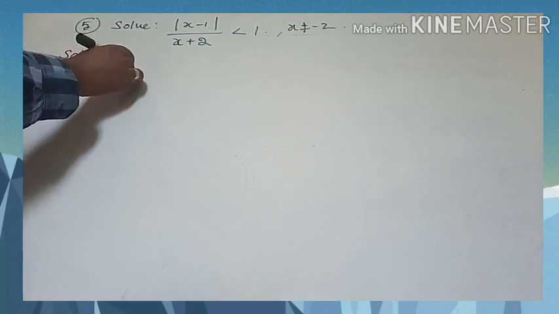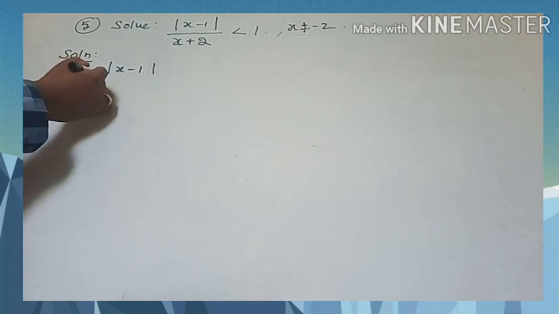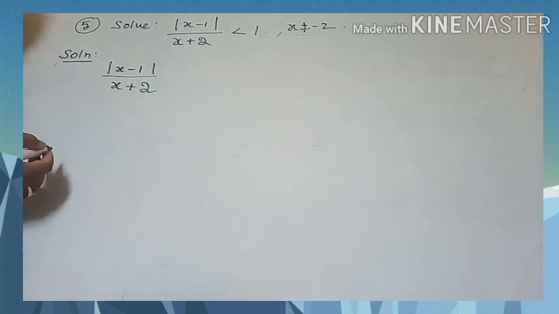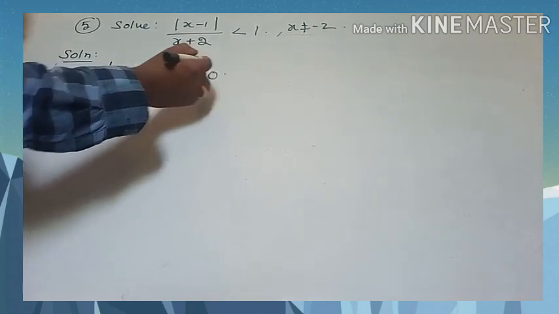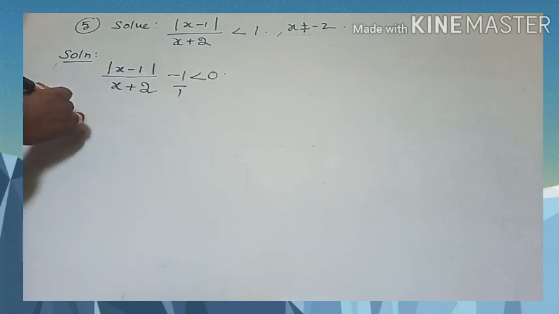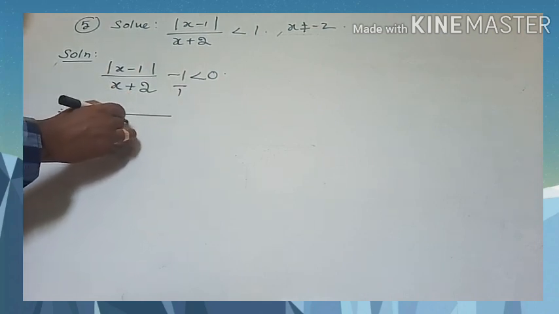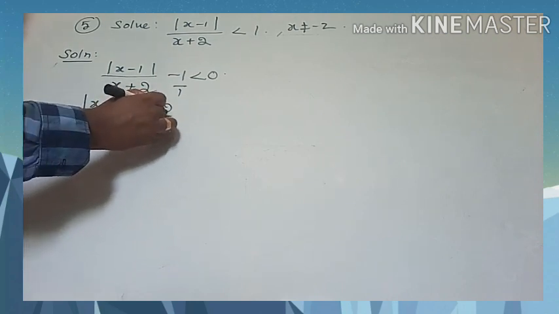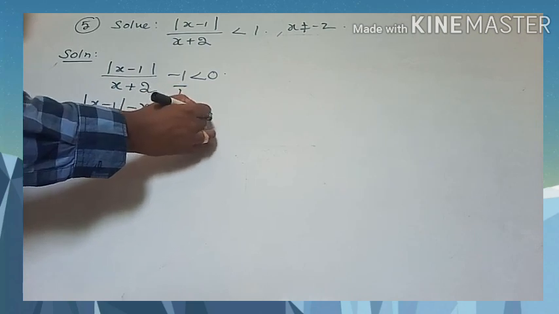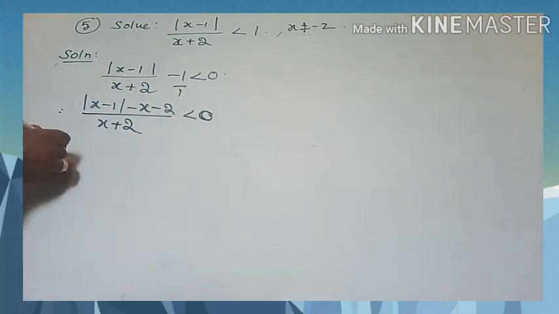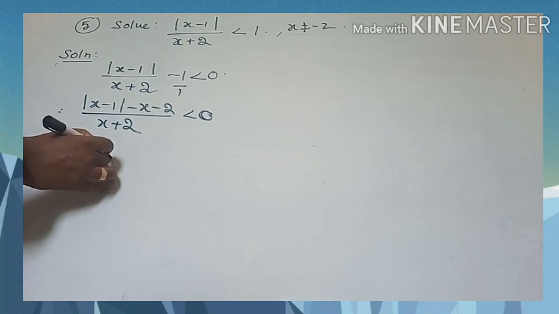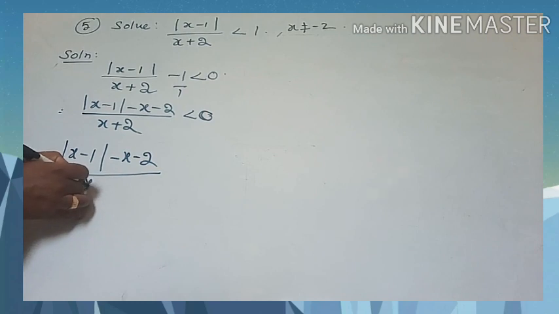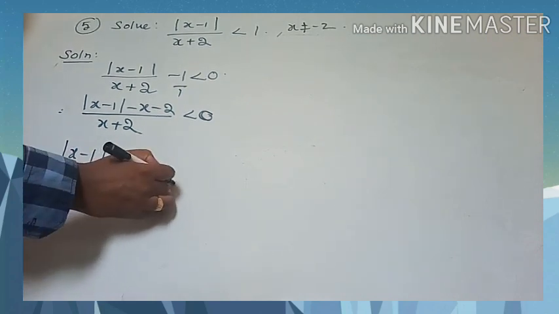You take modulus of x minus 1 by x plus 2 minus 1 less than 0, like this. Now you take the LCM here. If you take the LCM here, you have x plus 2 here like this. That means modulus of x minus 1 minus x minus 2 less than 0. You have like this, right? Wonderful. Now this problem reduces to modulus of x minus 1 minus x minus 2, right, by x plus 2, and this is less than 0.